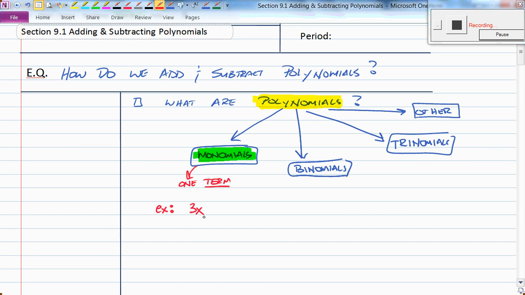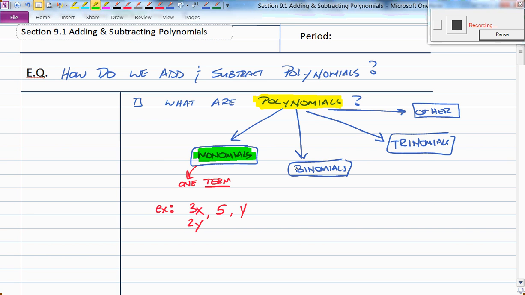Here's an example, 3x, okay? Let me give you another example. The number 5. The number 5 could also be considered a monomial. Can you guys make one up? Make up your own monomial right now. What would it be? 1y. Good. Give me another one. 2y. Okay. Now, not division, right? We're not talking about division here. We're talking about just a single term being multiplied together.